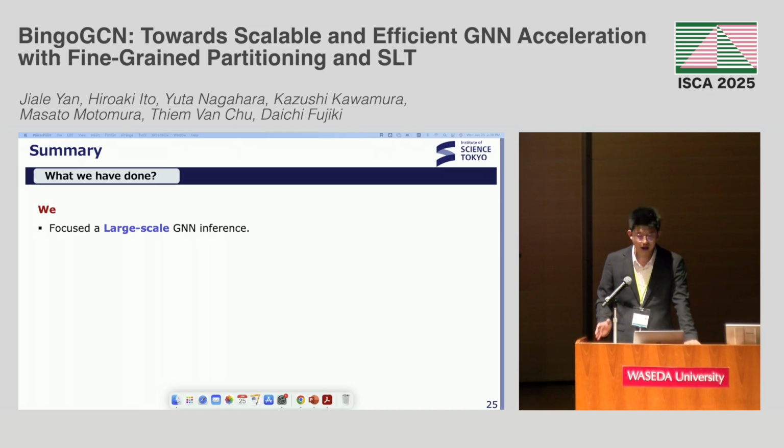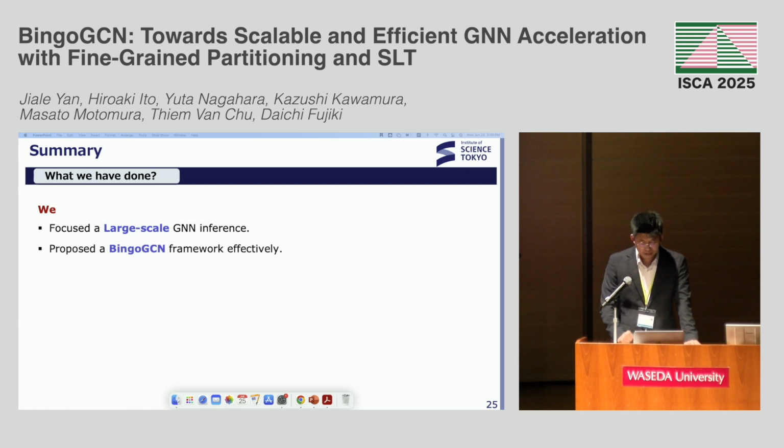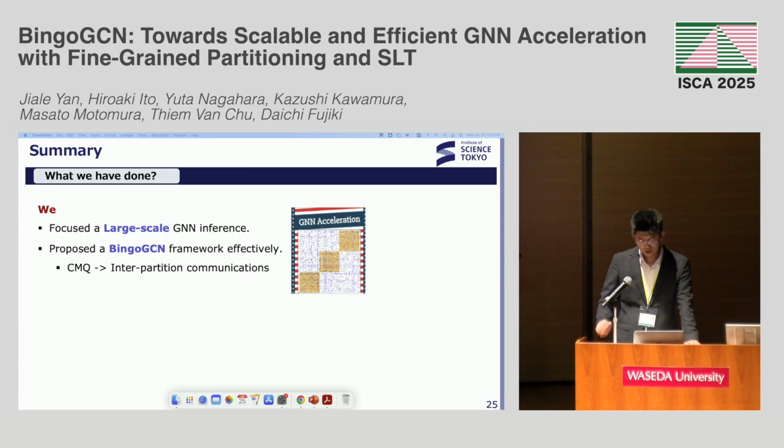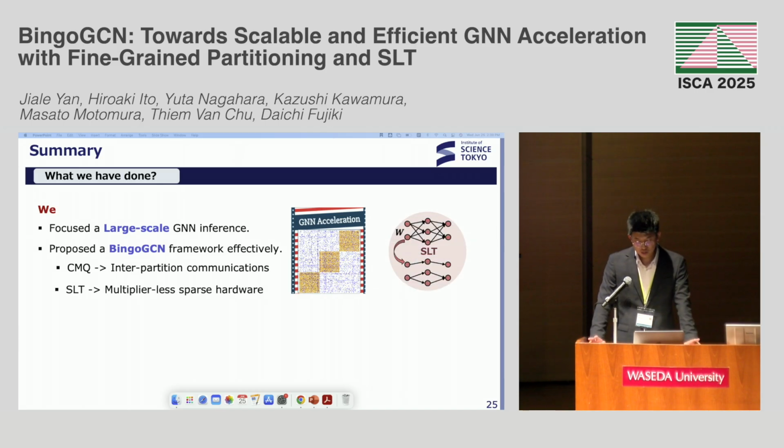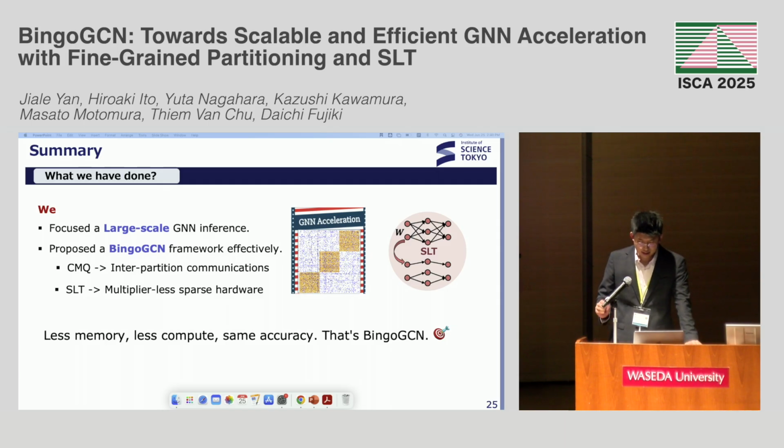So to summarize, we tackled the key challenge in large-scale GNN inference, especially the memory, communication, and buffer overhead caused by irregular data accesses. We proposed the BingoGCN framework, which introduced cross-partition message quantization to reduce the cost of inter-partition communication. On the compute side, we applied strong lottery ticket with fine-grained structured pruning, allowing us to significantly shrink the model size and run with multiplierless sparse hardware. Together, these techniques enable scalable and efficient GNN acceleration with less memory, less compute, and the same competitive accuracy.